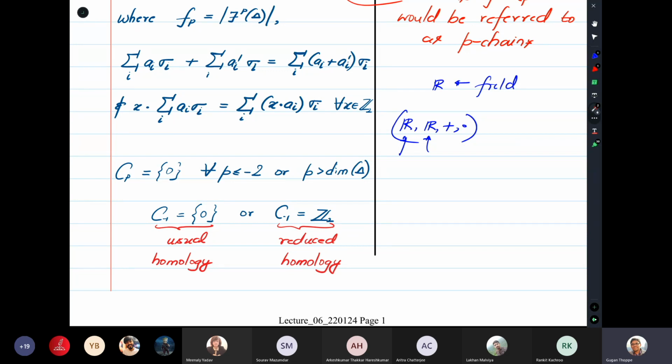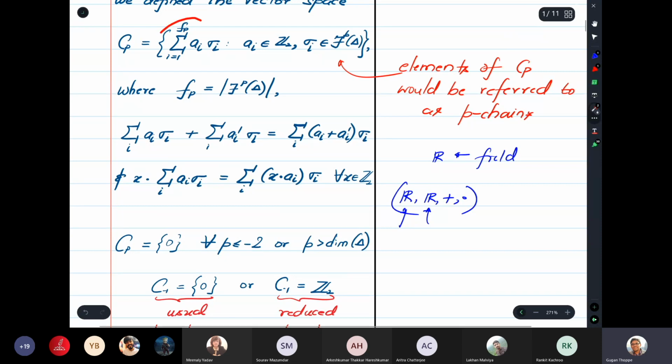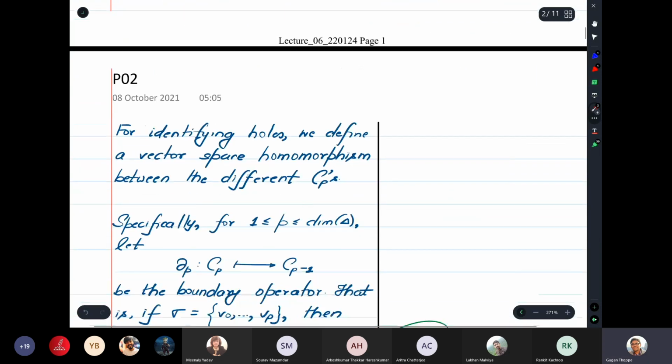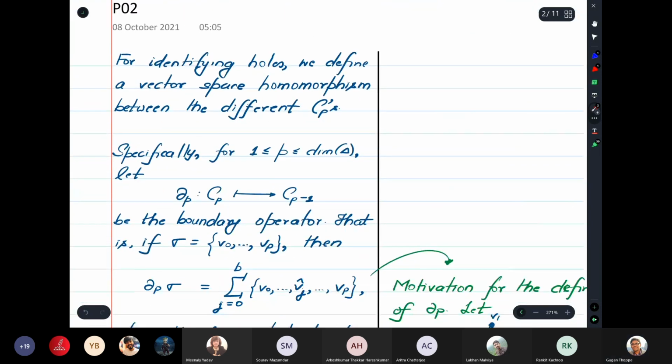And today we are going to decide what to do with these vector spaces, right? So we have defined these vector spaces, but let's recall that our goal is to identify these holes in these simplicial complexes, right? And slowly it will become clear what's the purpose of defining these weird looking vector spaces and so on and so forth. All right. So now we have these vector spaces.